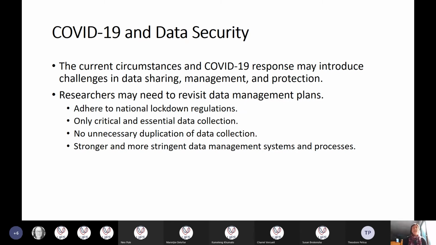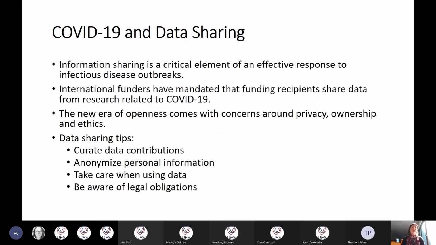But COVID-19 has definitely brought to the fore the importance of data sharing. Research data is a valuable resource, and the strengths and benefits of sharing such data are firmly established. Information sharing is a critical element of an effective response to infectious disease outbreaks. And given the public health imperative to accelerate an effective COVID-19 response, the importance of promoting ethical and equitable data sharing has increased during this pandemic, as well as during previous pandemics.